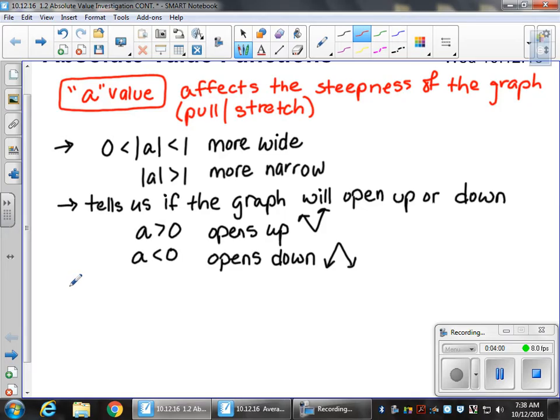Good question. If A equals 0, would I have an absolute value graph? So check it out. The question was, what happens if A equals 0? The general form is y equals A times the absolute value of x minus h, plus k. If A is 0, what happens to this entire absolute value piece? This entire value would be 0. So no good. I would no longer have absolute value. Great question.